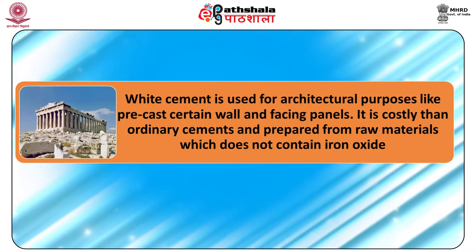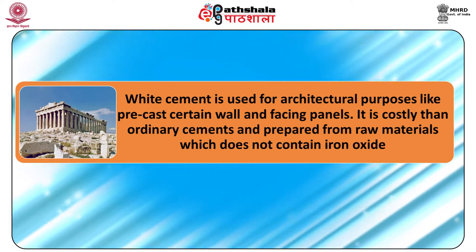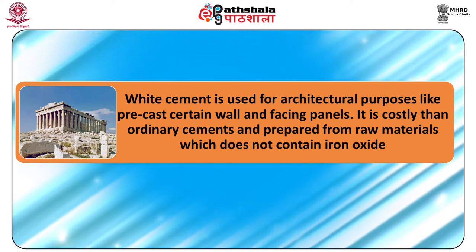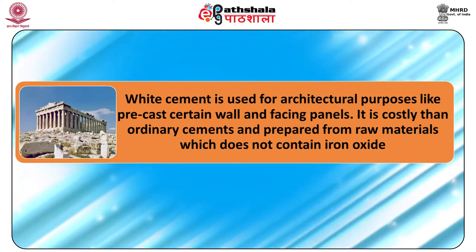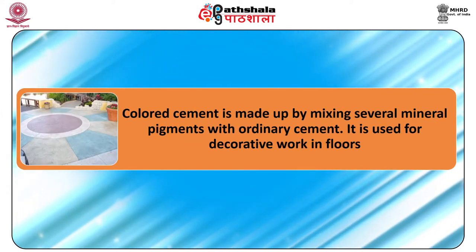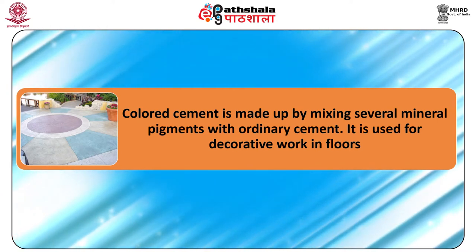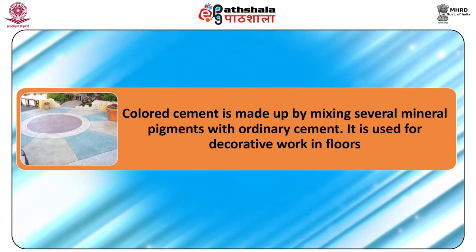White cement is used for architectural purposes like to precast certain walls and facing panels. It is more costly than ordinary cement and is prepared from raw materials which do not contain iron oxide. Colored cements are made up by mixing several mineral pigments with ordinary cement. It is used for decorative works in floors.